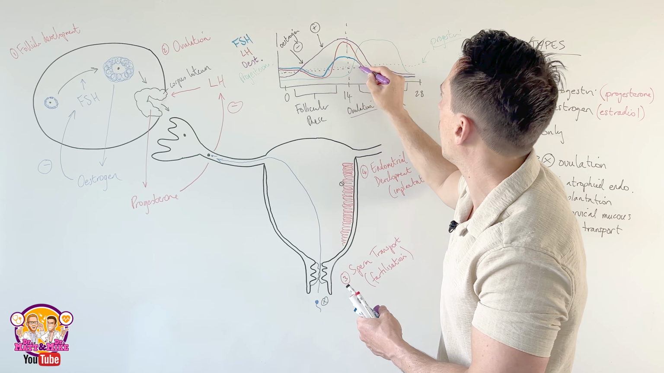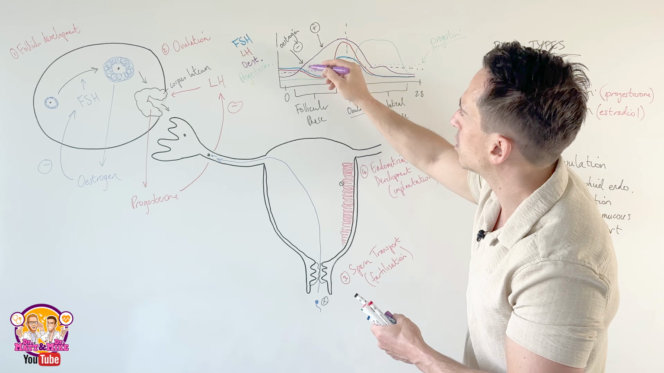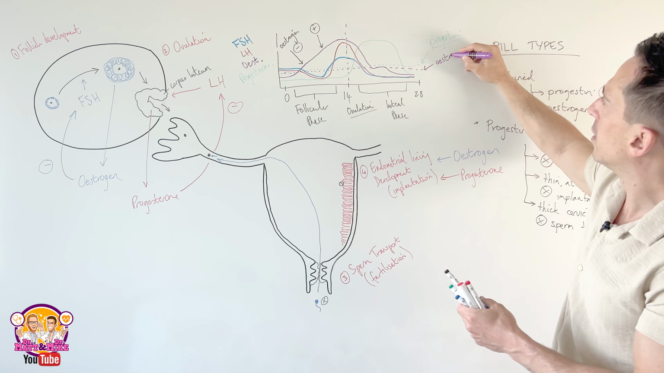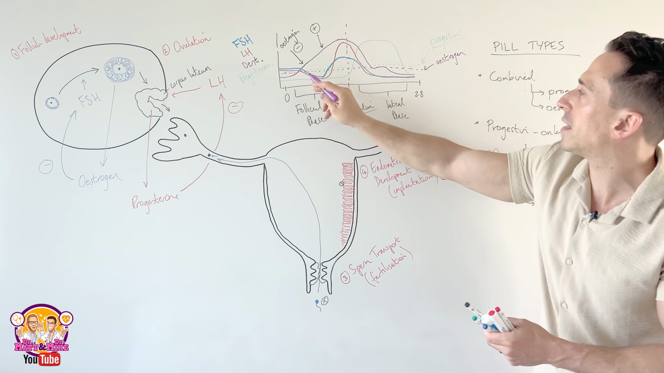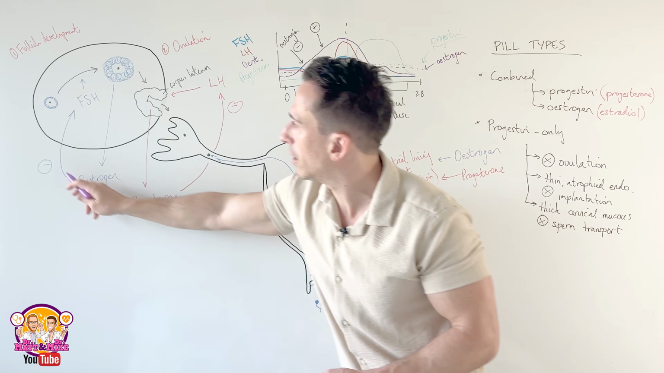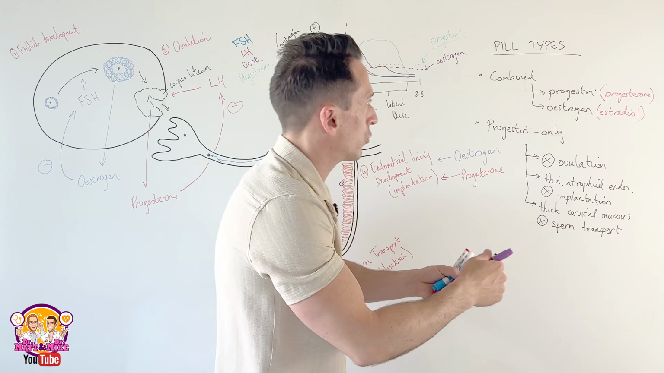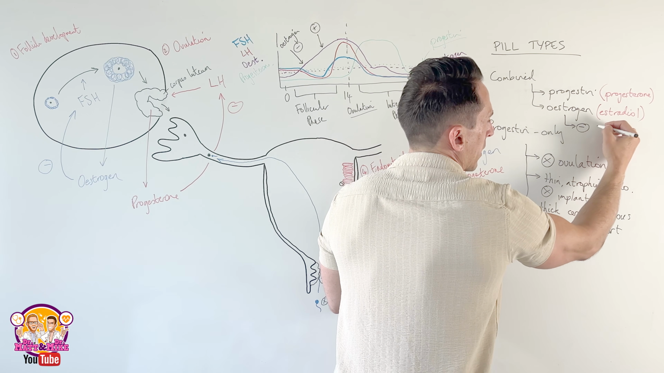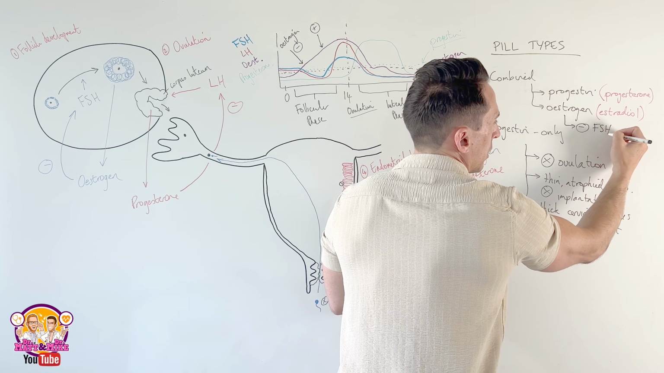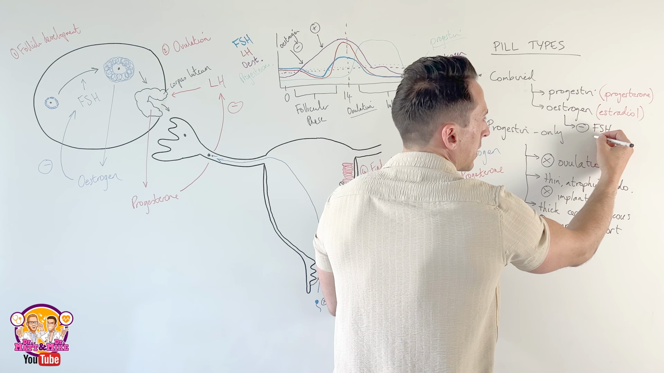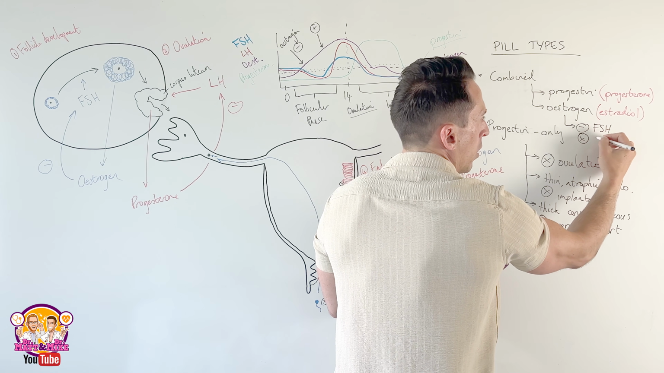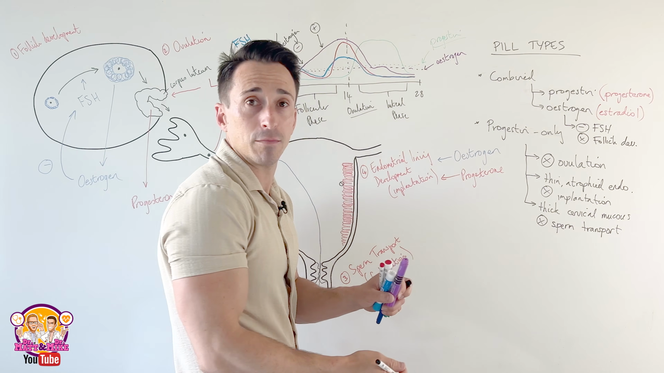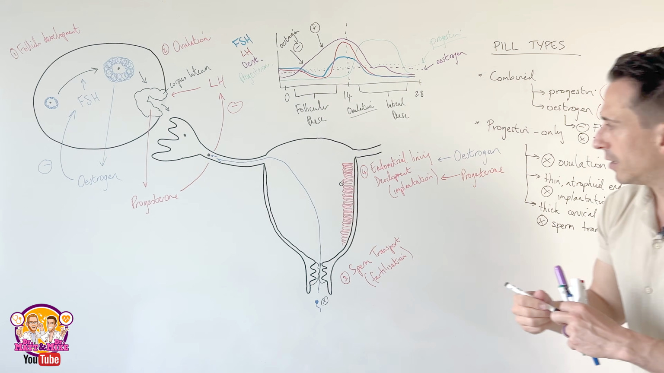At around about the lower levels, right? Which means the estrogen that's in the pill sitting at these lower levels has a negative feedback on FSH. So the estrogen, negative feedback on FSH. And what do you think that means? That means that there is going to be no follicle development. No follicle development.